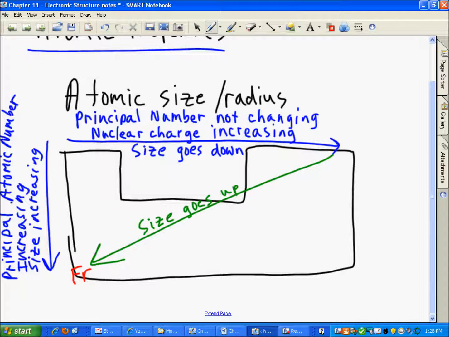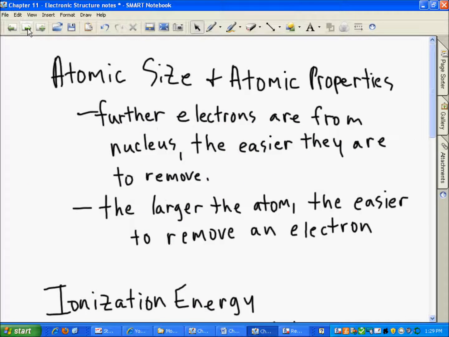What do you think the smallest atom would be? He, yep, He is the smallest. So He is the smallest, and Fr is the biggest in terms of size. Okay, now that takes care of the size property. Let's talk about how the size affects the atomic properties.